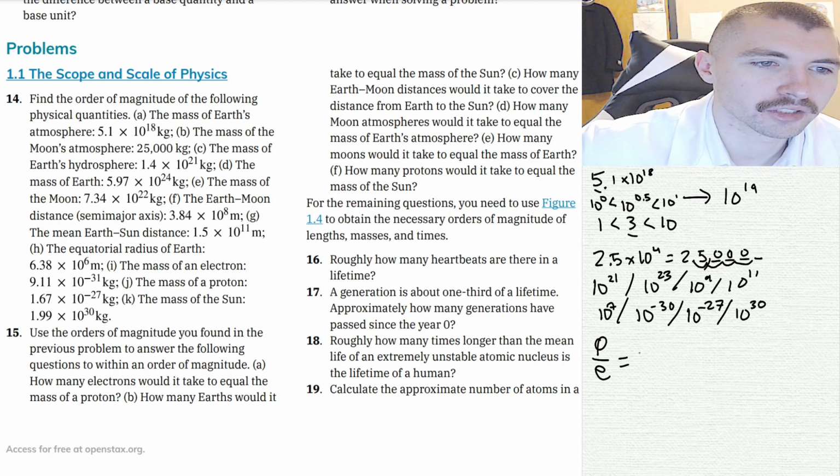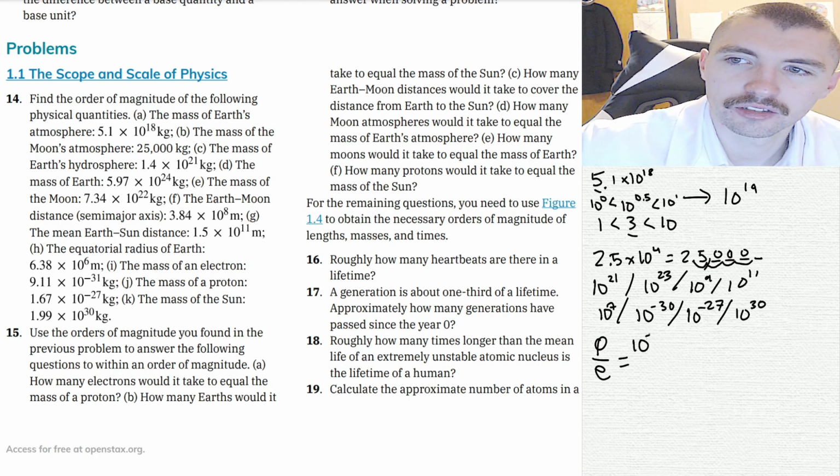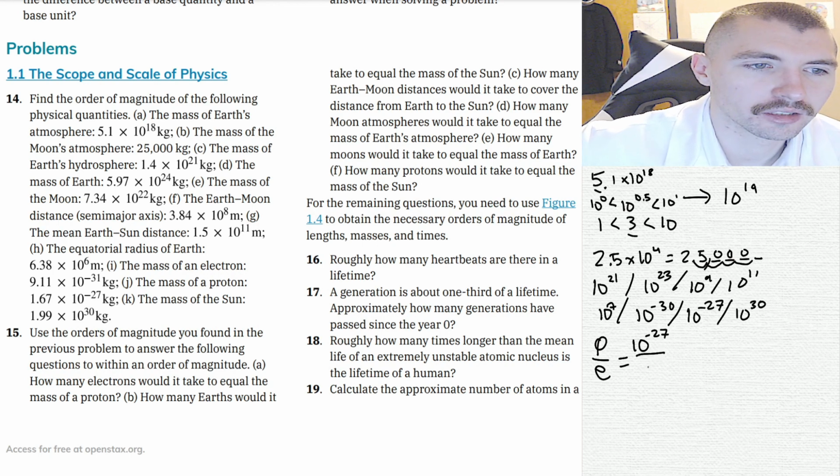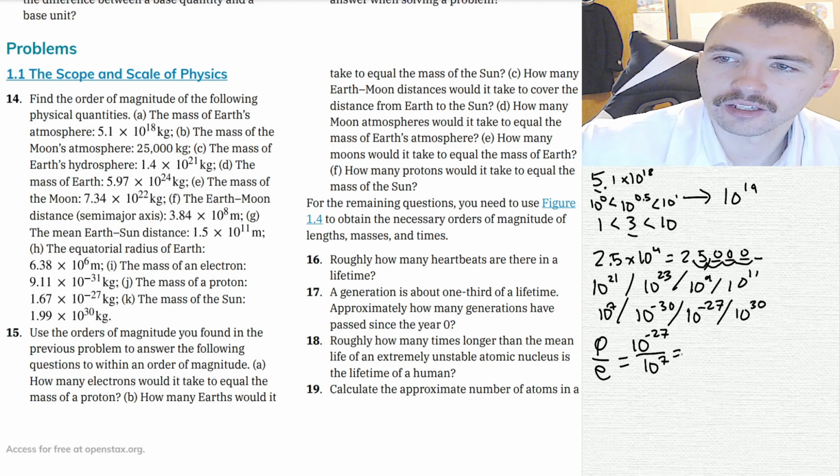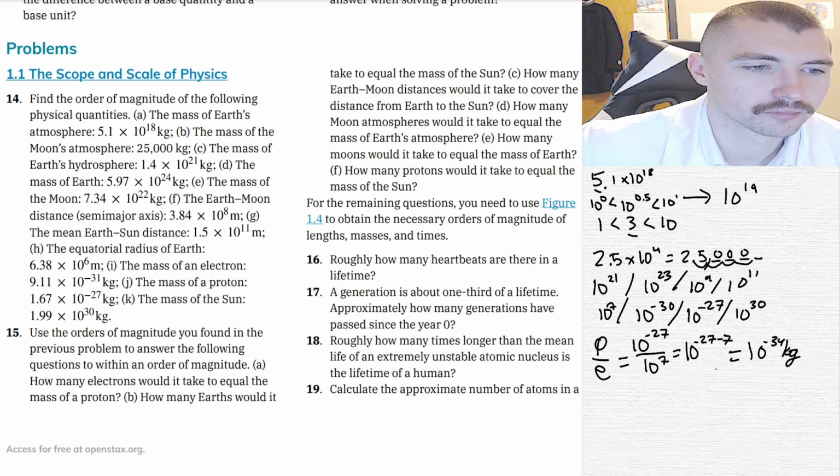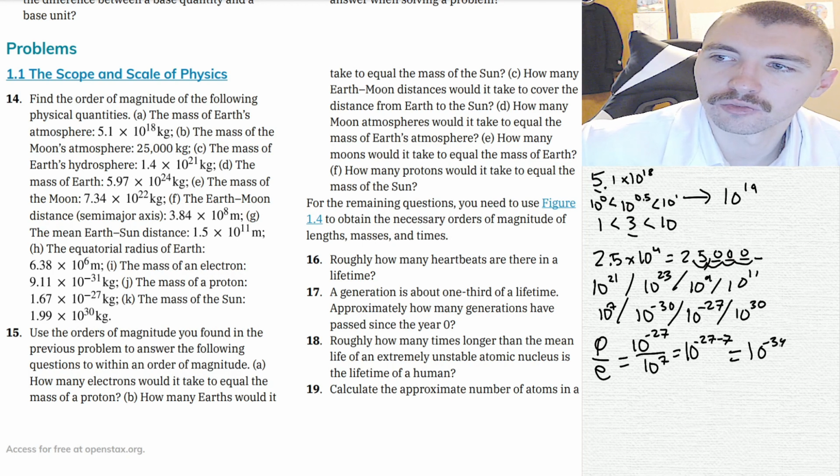So we take our mass of a proton, which is 10 to the negative 27, and we divide by 10 to the negative 7, and that's minus 7, and that's 10 to the negative 34 kilograms. Or, let's see, I'm sorry, 10 to the negative 34 electrons. 10 to the negative 34 electrons should fit in a proton.